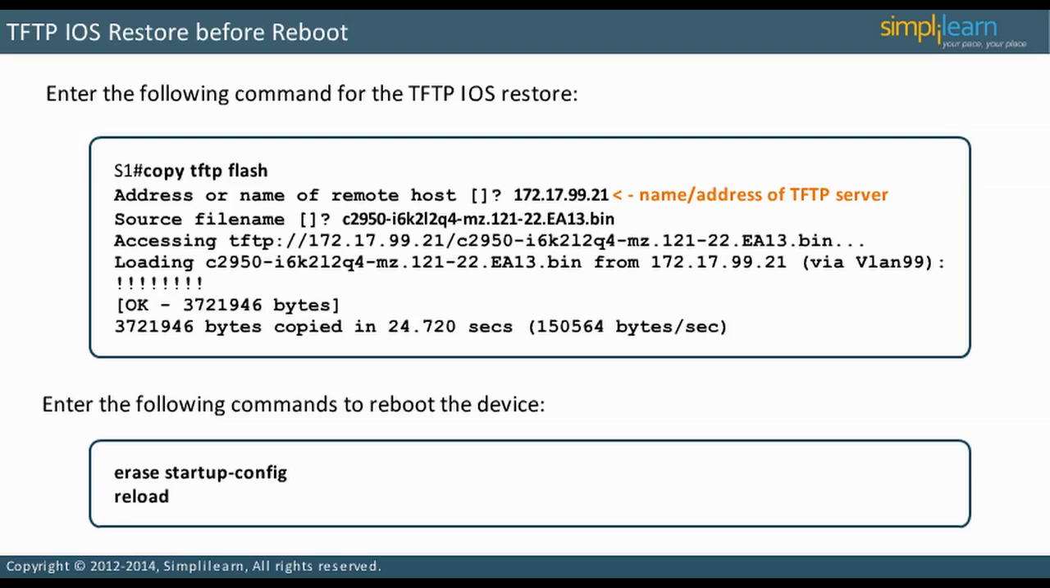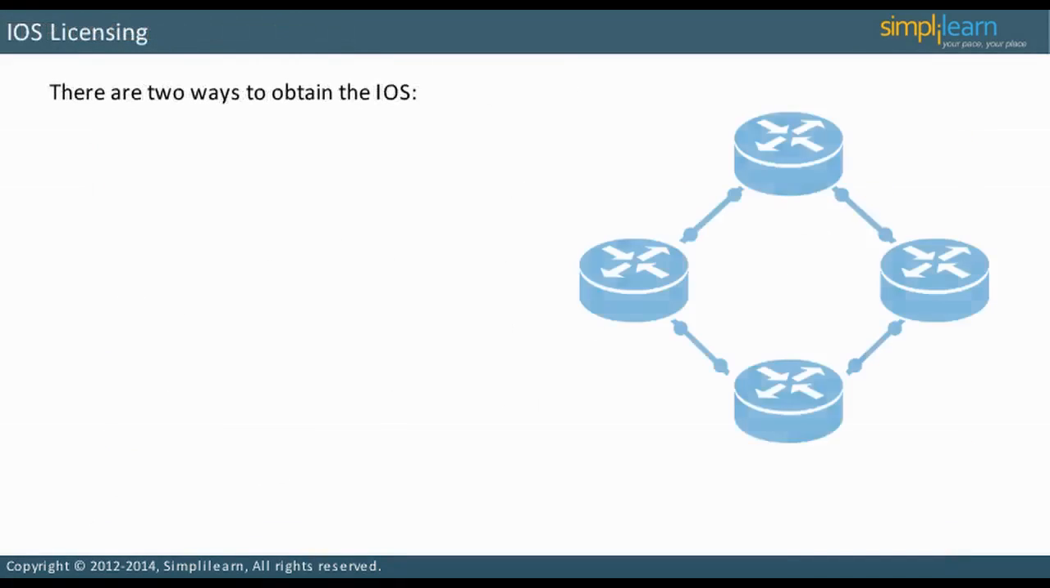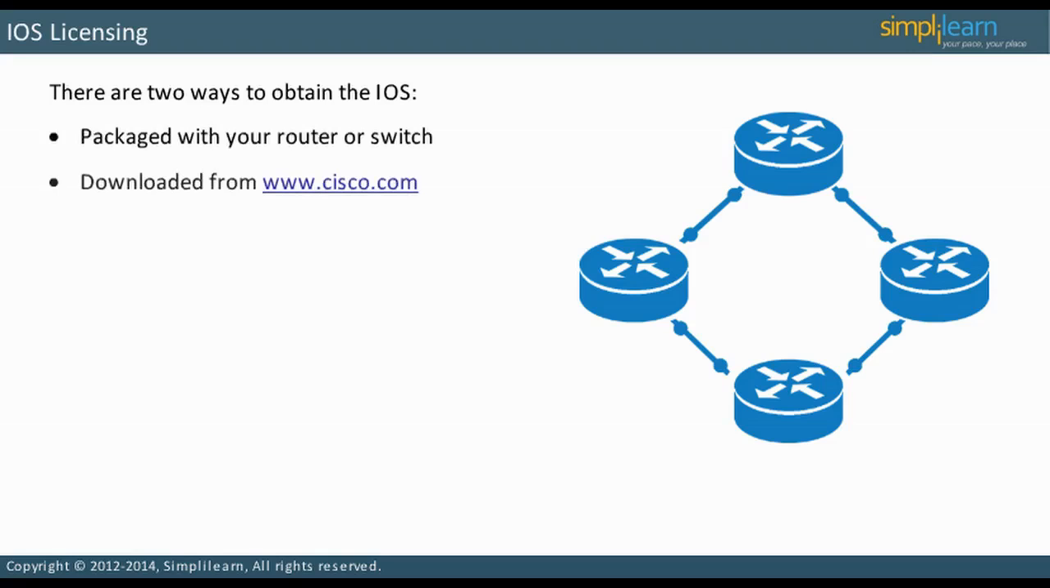Restore the configuration file in the same manner. In the next slide, let us discuss iOS licensing. There are two ways to obtain an iOS. Either it is packaged with your device or it is downloaded from the www.cisco.com website. Cisco licensing has two parts.